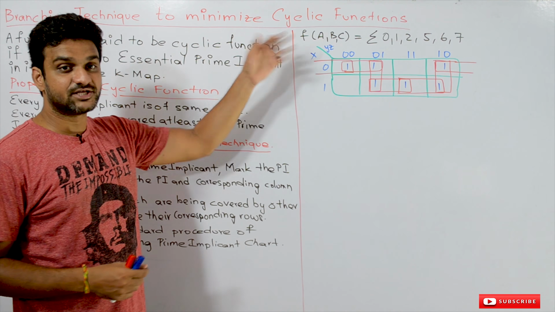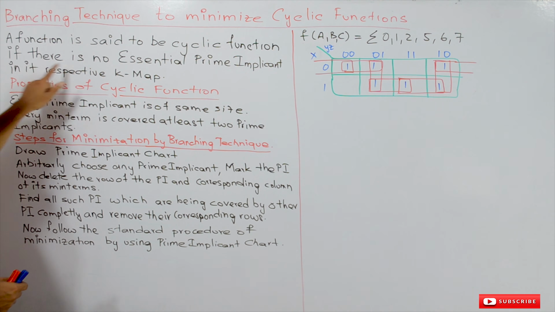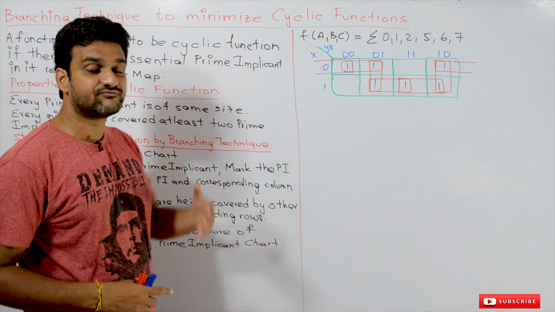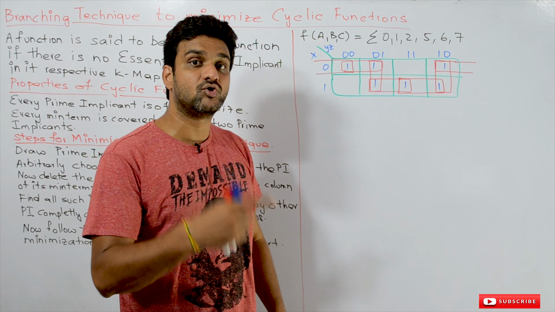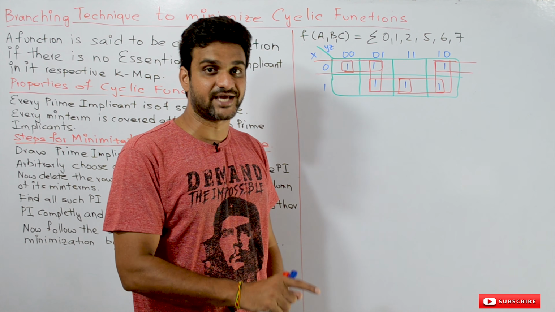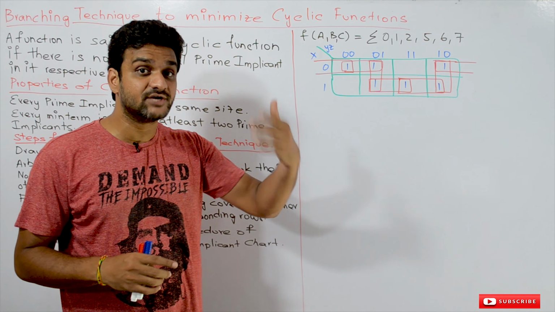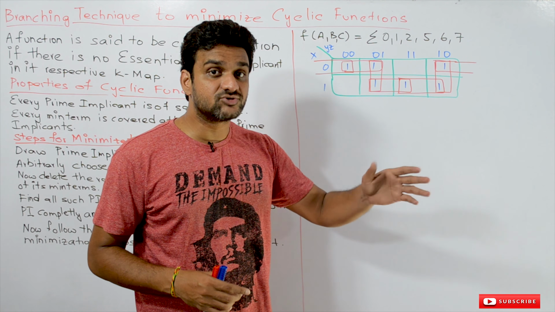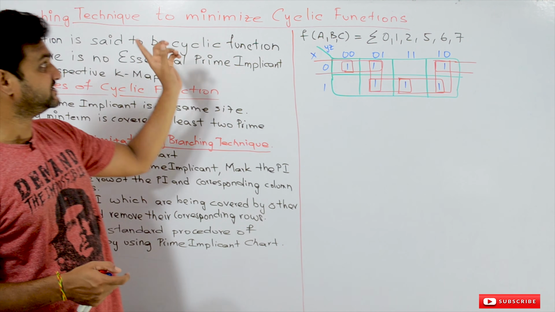So what is meant by cyclic functions? A function is said to be a cyclic function if there is no essential prime implicant in its respective K-map. So given the function, if you convert it into a K-map, and in that K-map there are no essential prime implicants, then that kind of Boolean function is what we call a cyclic function. In order to solve the cyclic functions, we need a technique called the branching technique.